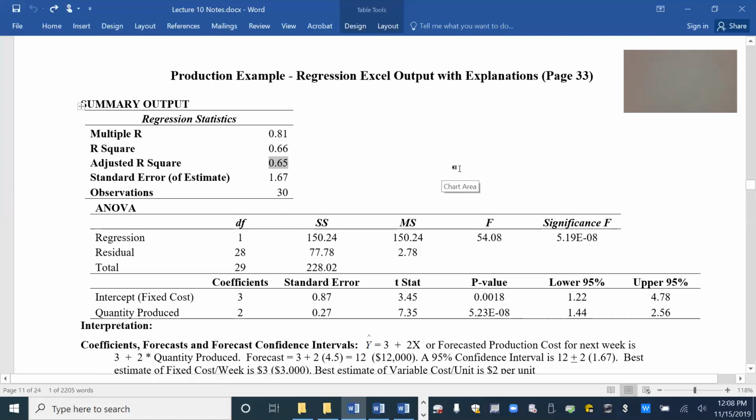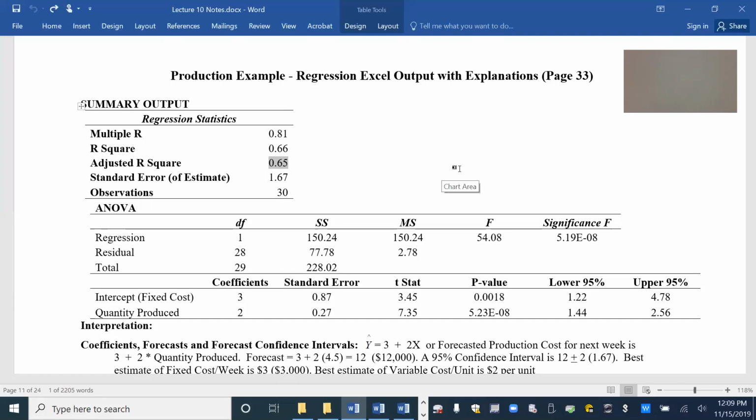What is the adjusted R square? Give me a rating for this regression forecasting equation. On a scale of 0 to 1, give me a rating. Or on a scale of 0 to 100, give me a rating. The rating would be 65. What does that mean?